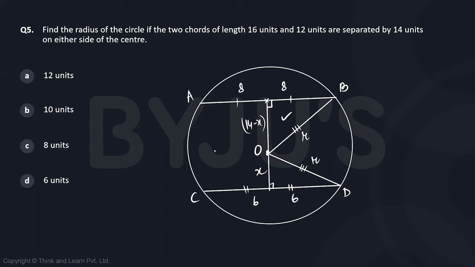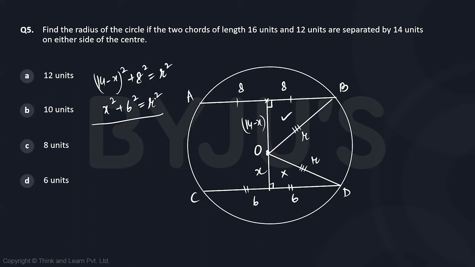So in this right angle triangle, we can say that (14 minus X) whole squared plus 8 squared is going to give us R squared. And from the bottom right angle triangle, we can say that X squared plus 6 squared is also going to give us R squared. Two variables, two equations, we need to figure out the value of R.